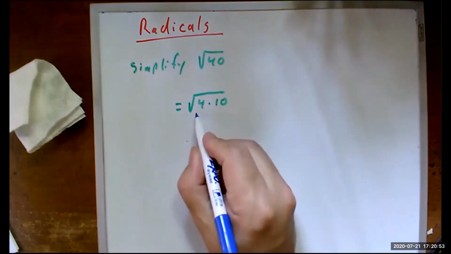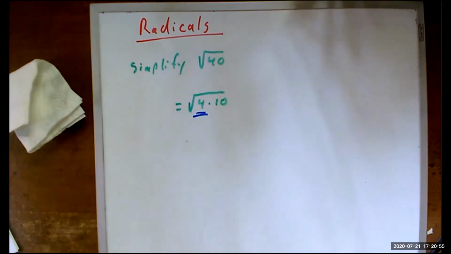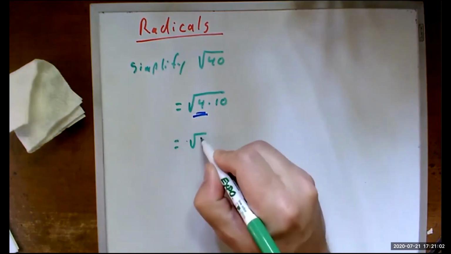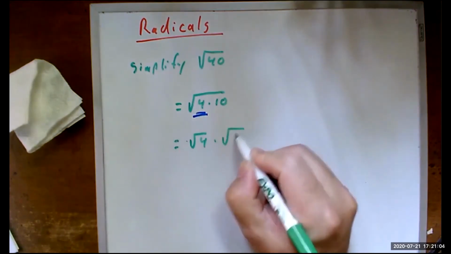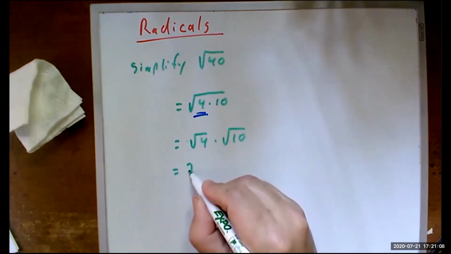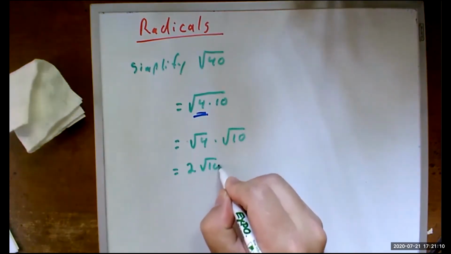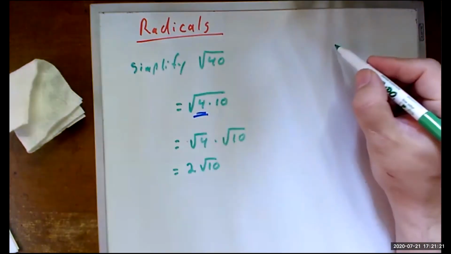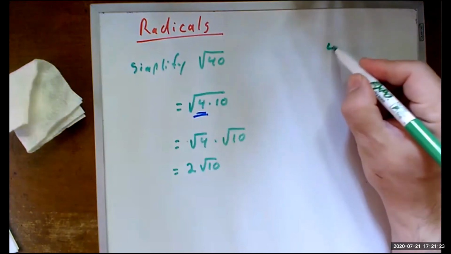So 40 we can simply recognize as being 4 times 10. There's a number of ways you can get to 40, but I choose that way because I know that 4 is a square, which is to say I can take the square root of it. Which means I'm getting the square root of 4 times the square root of 10. I take that square root of 4 and it's just 2. So I end up with 2 root 10.